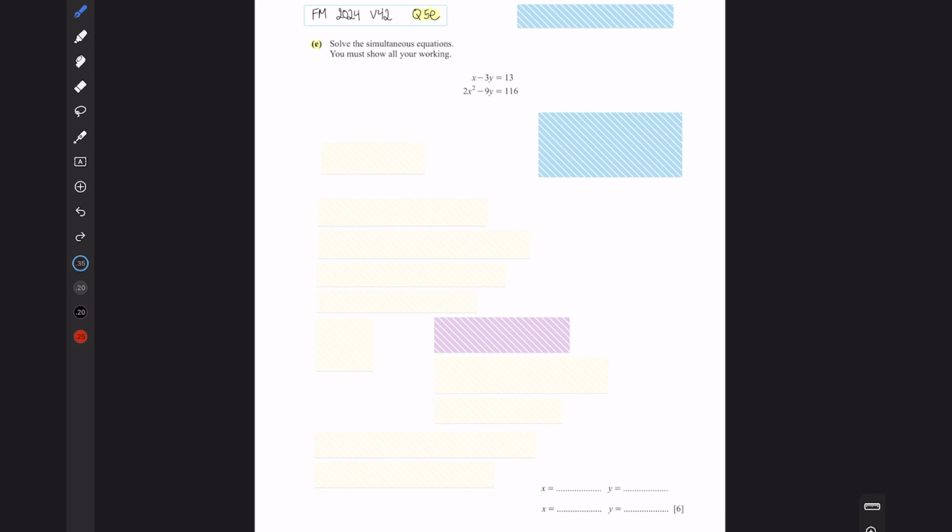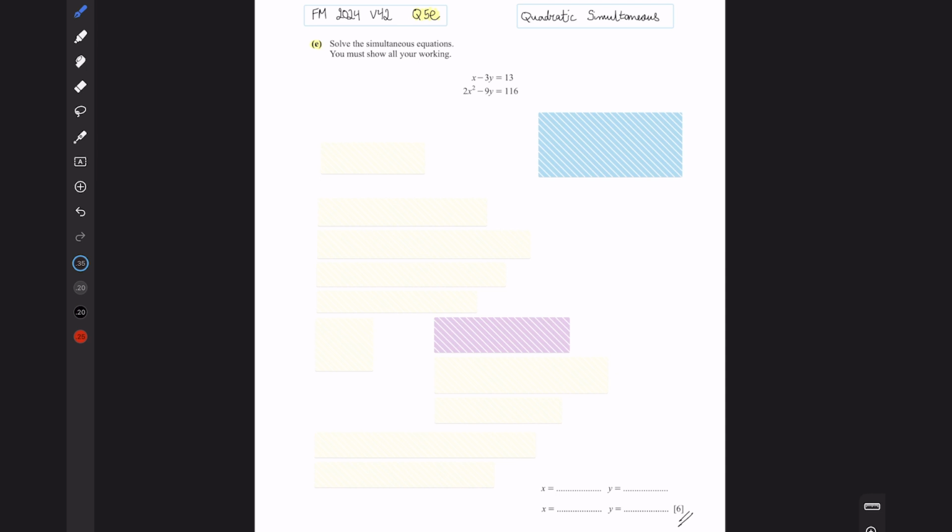As you can see, this specific question is worth 6 marks. I have pulled the question from Feb-March 2024, variant 42, question 5E. So pause the video if you want to follow along. The specific type of question is commonly known as a quadratic simultaneous question between examiners, tutors, teachers, and students.